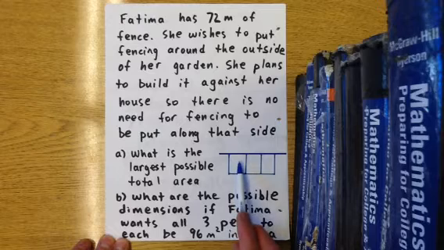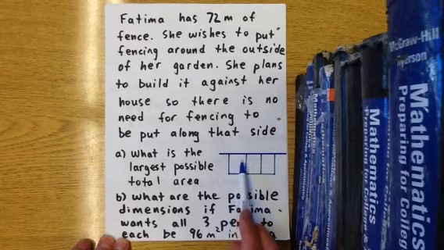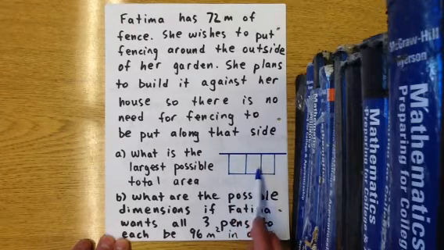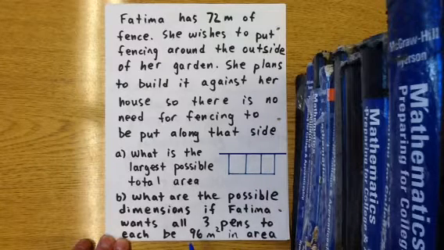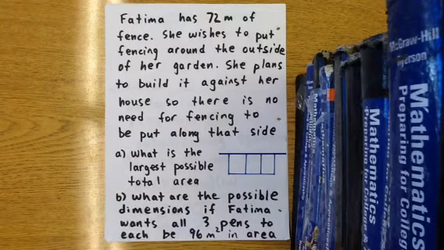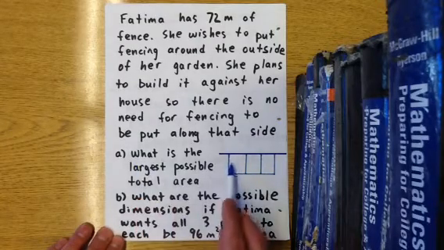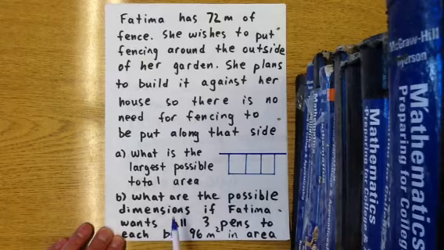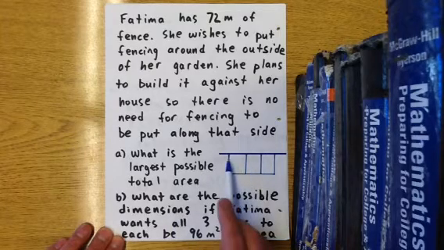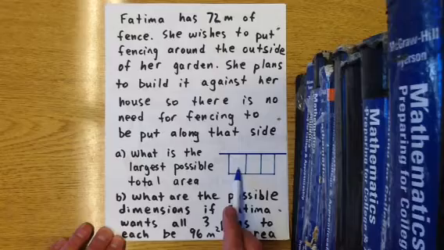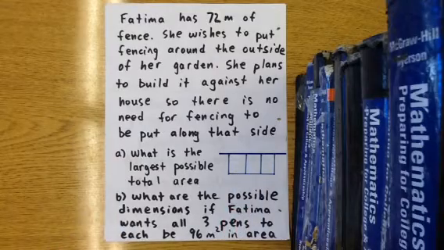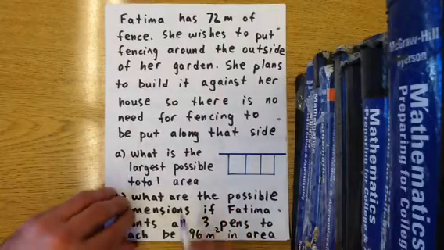So instead of shooting for the maximum, maybe she wants this to be 96, this to be 96, and this to be 96. What would be the dimensions that would allow that to happen? So for part A, we just want to make this as big as we can, and for part B, we specifically want to know what measurements allow for each of the 3 pens to be 96 meters squared in area. Well, let's start with part A.